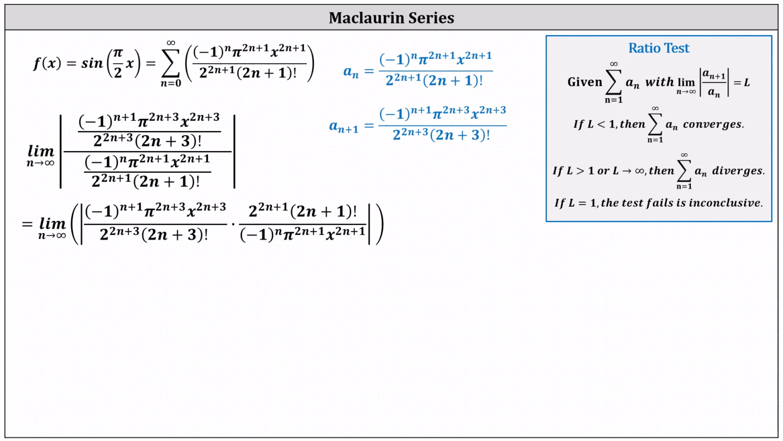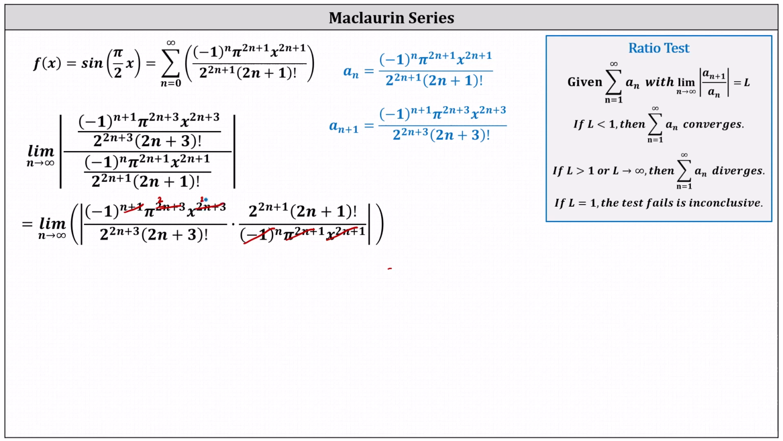Because we're taking the absolute value, the negative ones really don't matter, but negative 1 to the power of n plus 1 divided by negative 1 to the power of n simplifies to 1 factor of negative 1 in the numerator. Pi to the power of 2n plus 3 divided by pi to the power of 2n plus 1 simplifies to 2 factors of pi in the numerator. So we have a pi squared in the numerator. Similarly, x to the power of 2n plus 3 divided by x to the power of 2n plus 1 simplifies to x squared in the numerator.